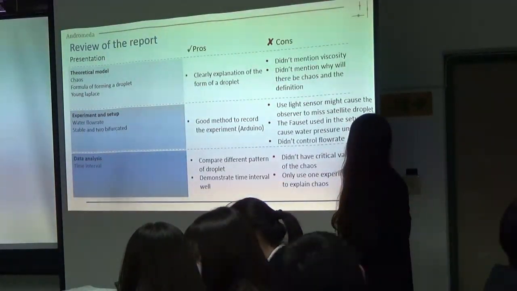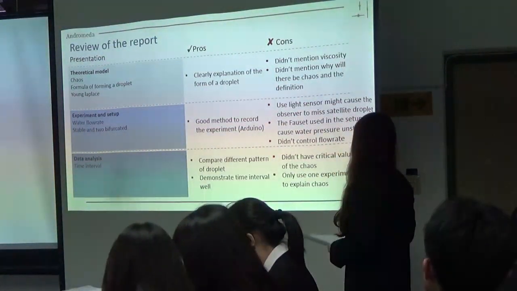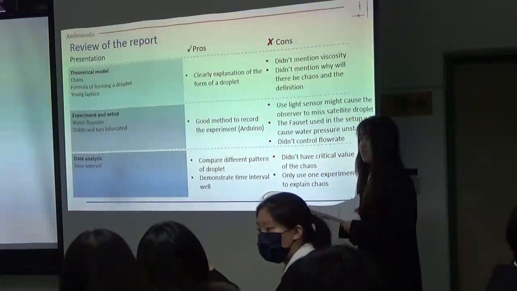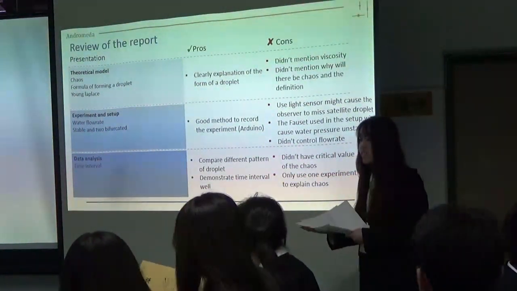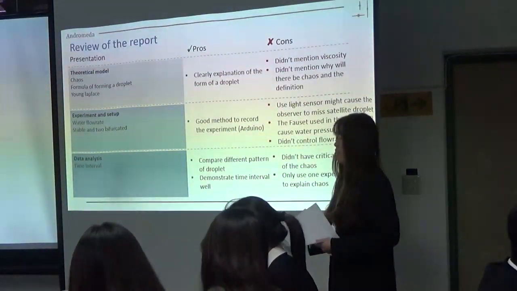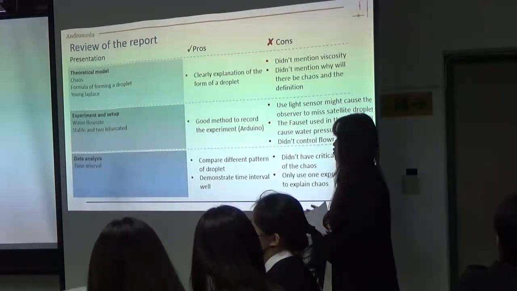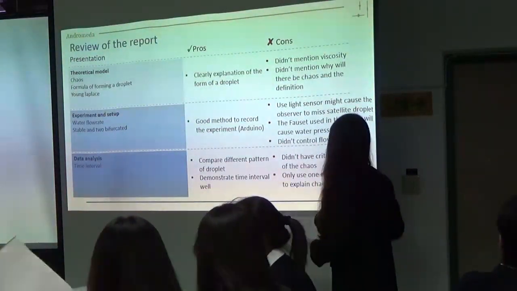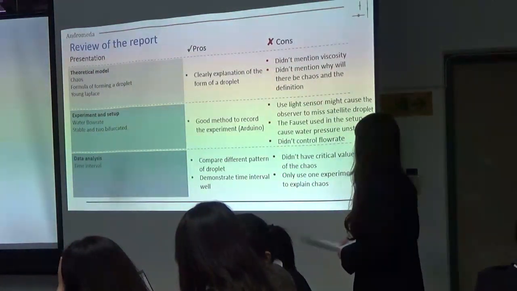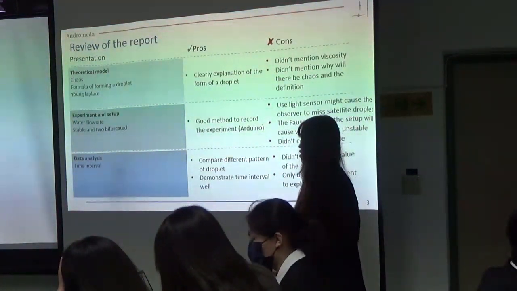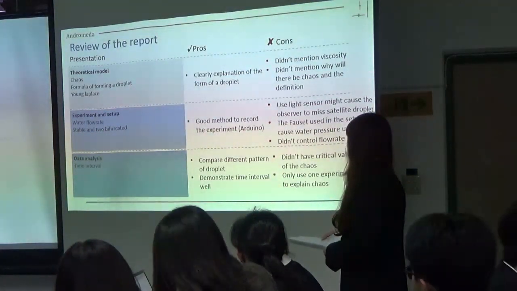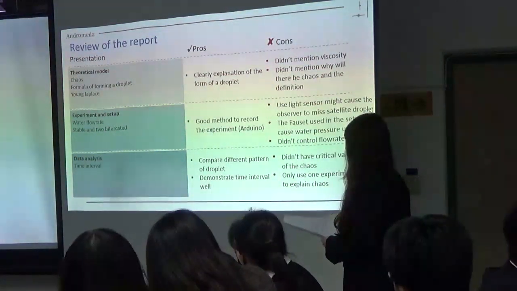And also, the process used in the setup will cause water pressure to be unstable, because the main theory in this experiment is chaos, and chaos is really sensitive to initial conditions. So I think the inaccuracy will have a really big impact in this experiment. And he also didn't control the flow rate really accurately. For data analysis, he measured the time interval and he compared different patterns of droplets. He also demonstrated the time interval well.